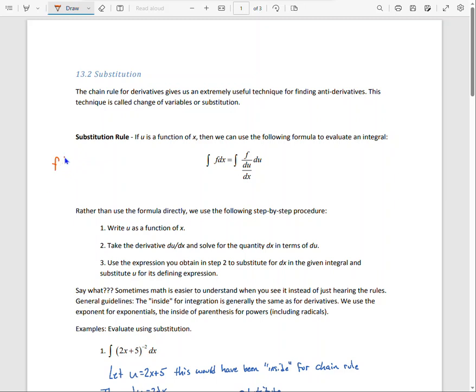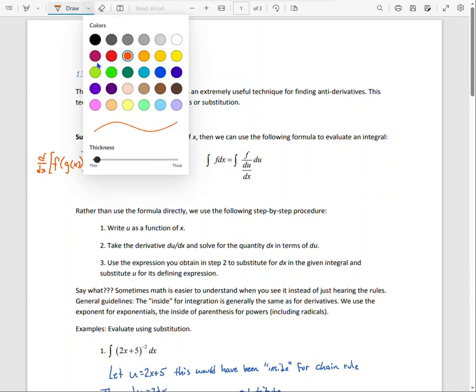All right, so remember the chain rule, right? If we had f of g of x and we wanted to find the derivative, this would be the derivative of the outside, leave the inside alone, times the derivative of the inside. So here's what we're going to do for our substitution rule. We're going to go backwards on this.